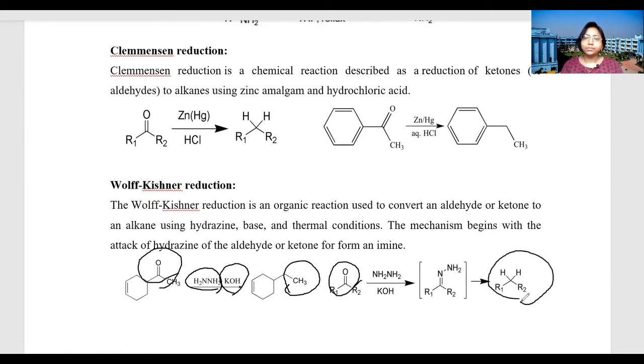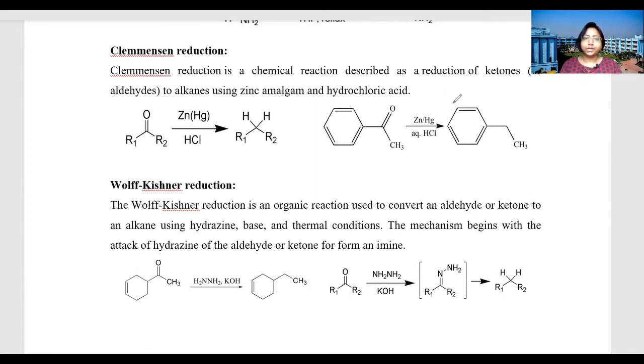So the mechanism begins with the attack of hydrazine on the aldehyde or ketone to form an imine. Okay, so you have understood both reduction processes, Clemmensen reduction and Wolff-Kishner reduction.